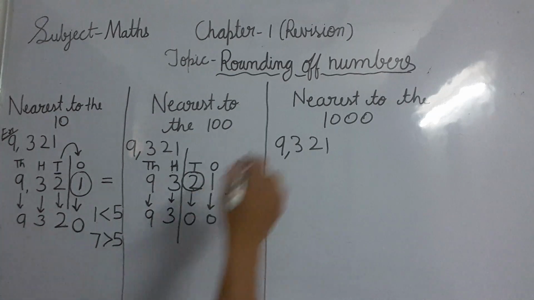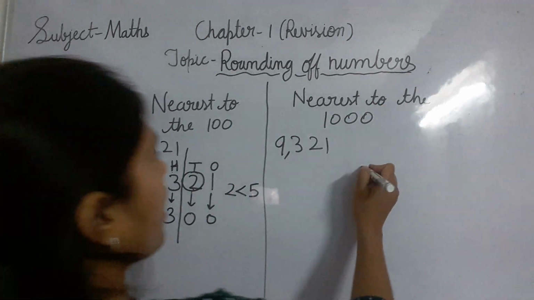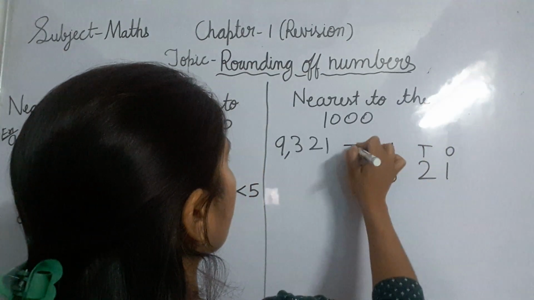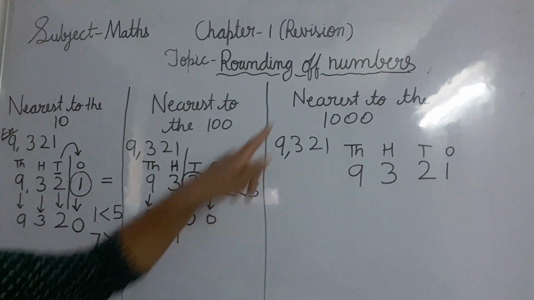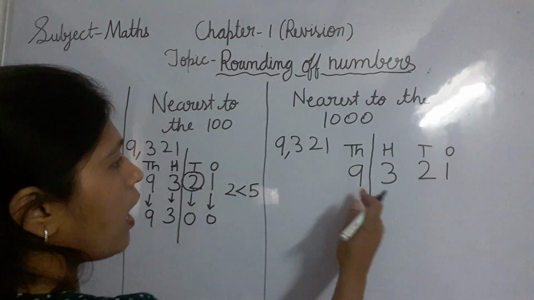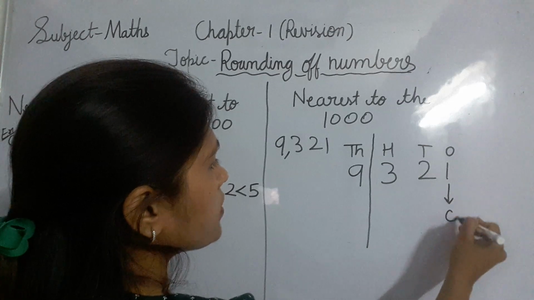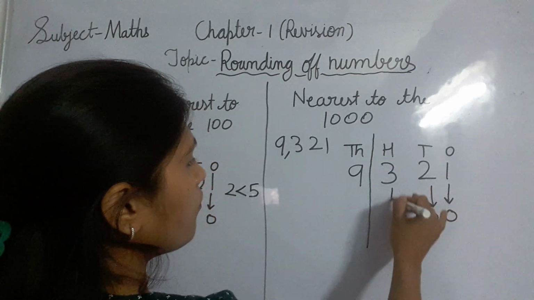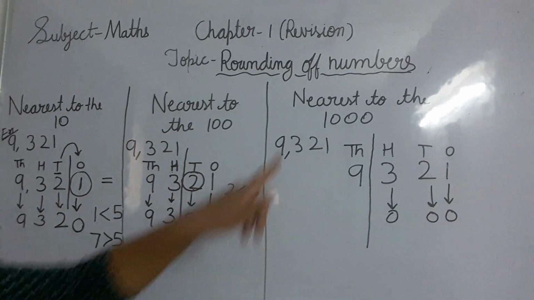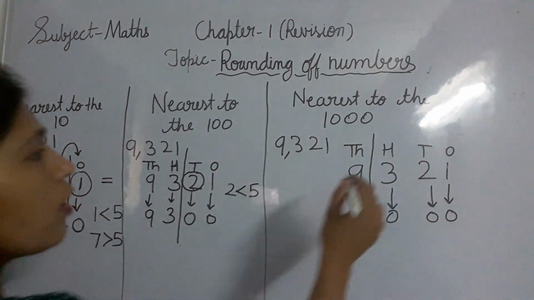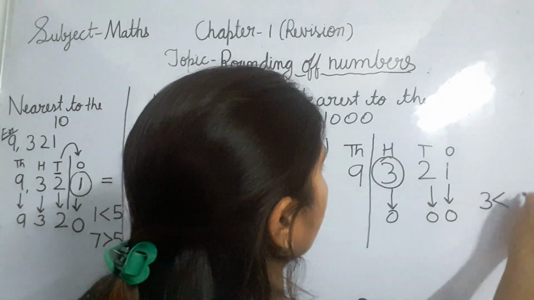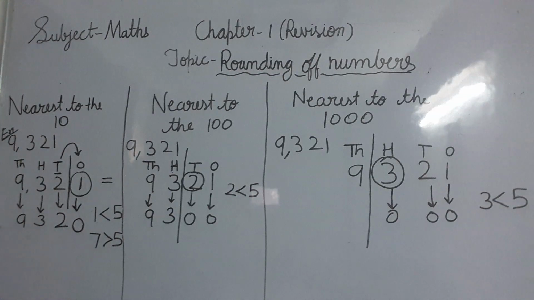Okay. So now let's see the nearest to the 1000. Again I am writing this number here. Ones, tens, 100, 1000. This time we have to do nearest to the 1000. So before 1000, this is the 1000 place. Before 1000, we'll replace all the numbers with 0. And we are doing nearest to the 1000, so we have to compare this number with 5. So 3 is less than 5. Yes, 3 is less than 5.